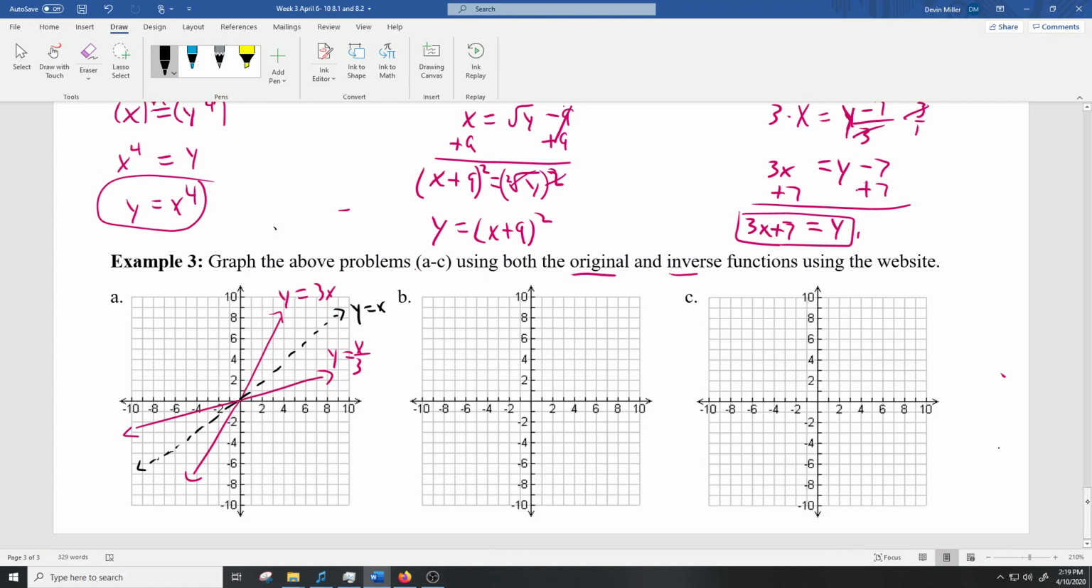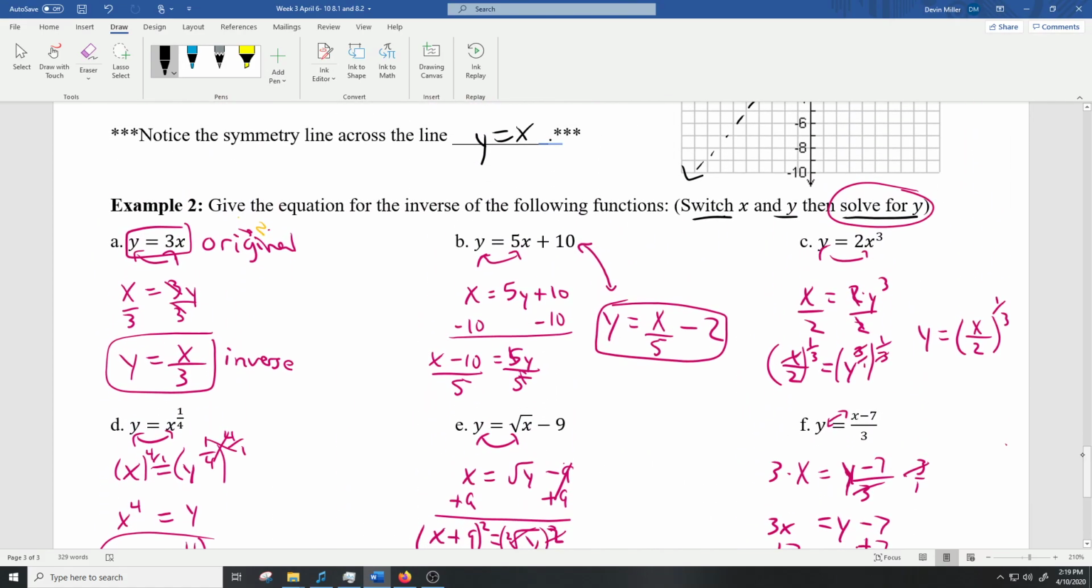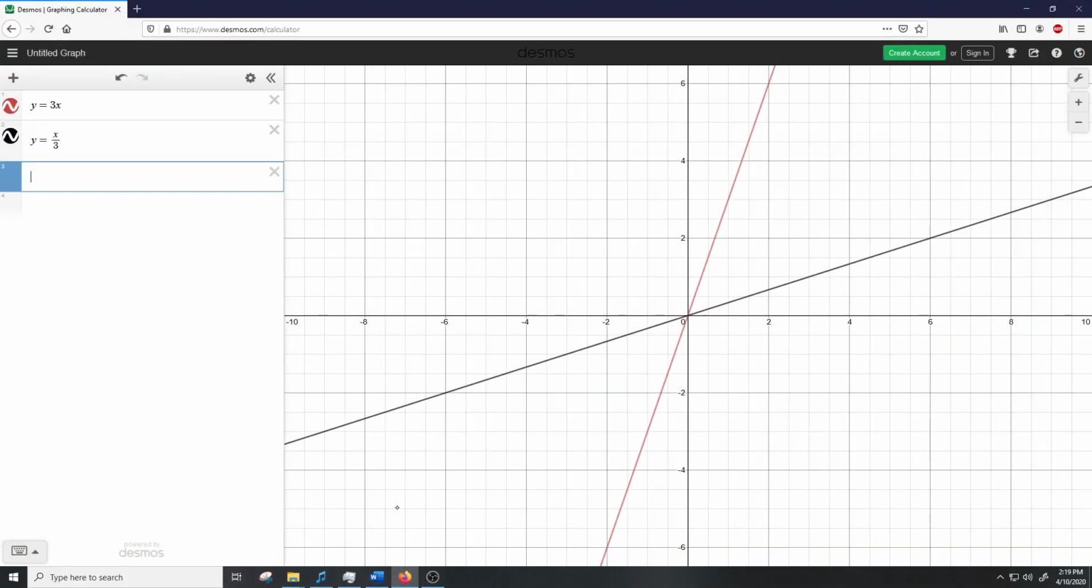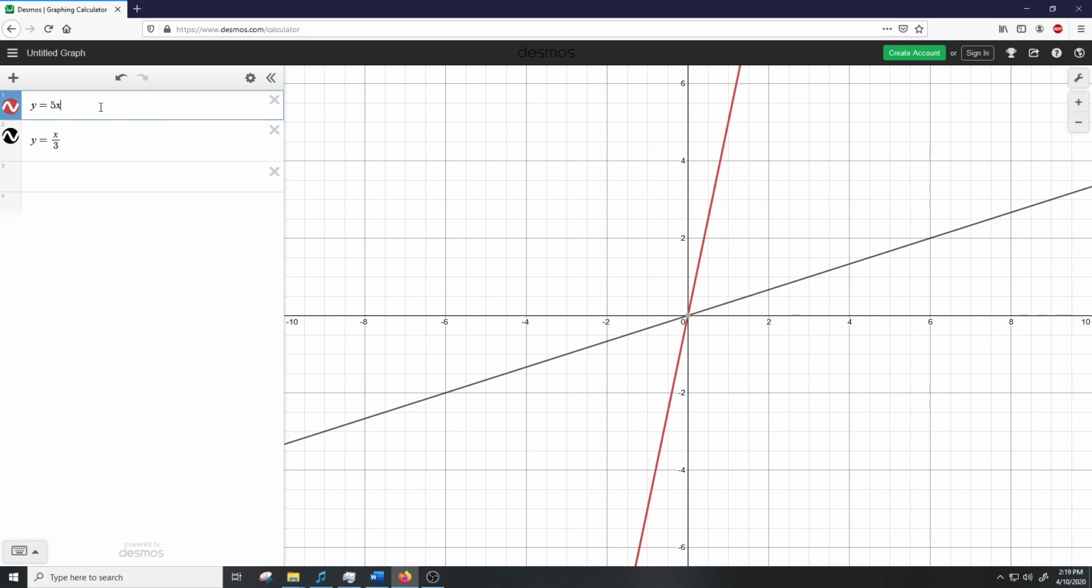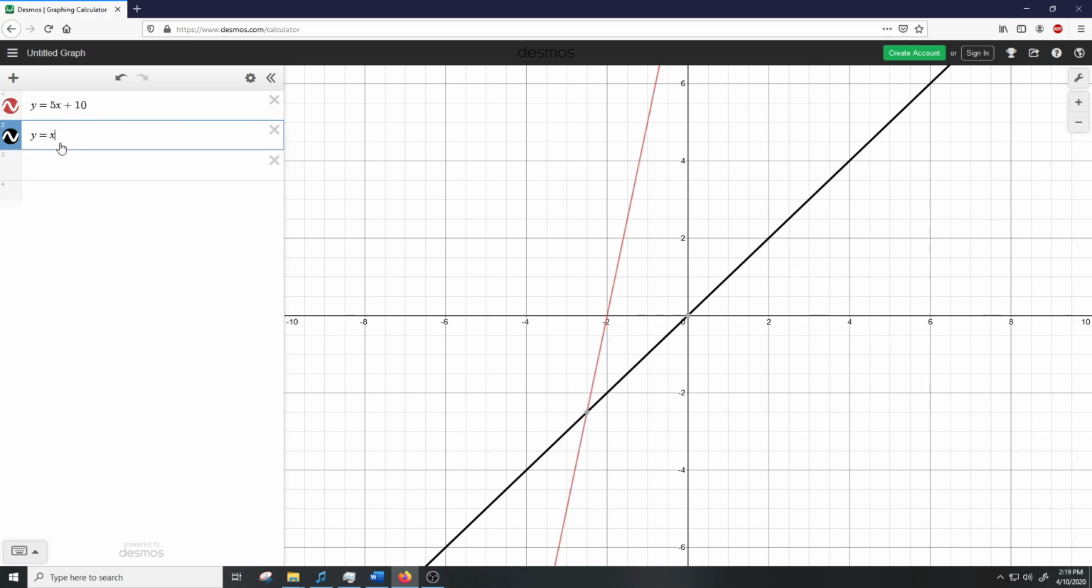So we're going to delete those two and then just try part B. We're going to put in y equals 5x plus 10 and then y equals x over 5 minus 2. So go back and delete those two. Was it 5x plus 10? That's the first one. Delete this one.